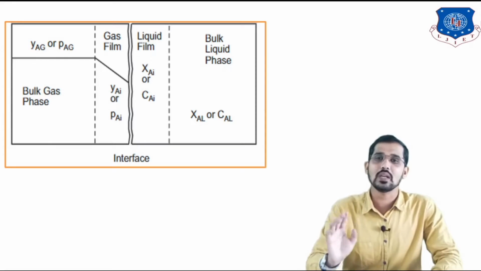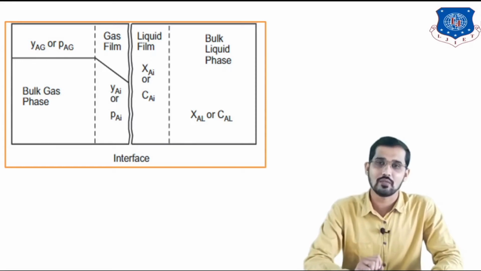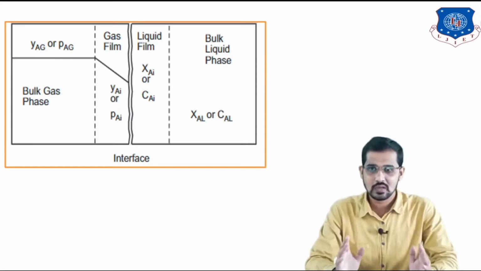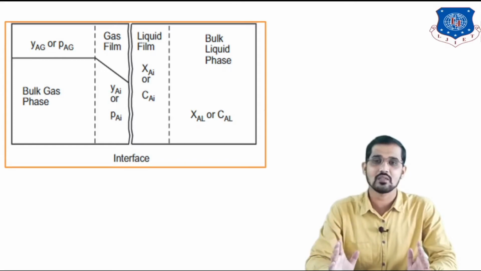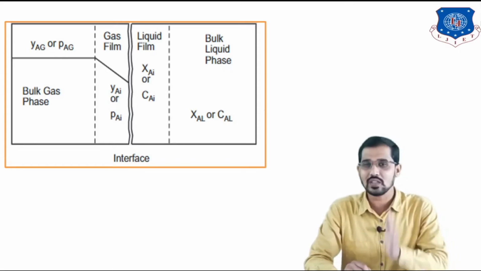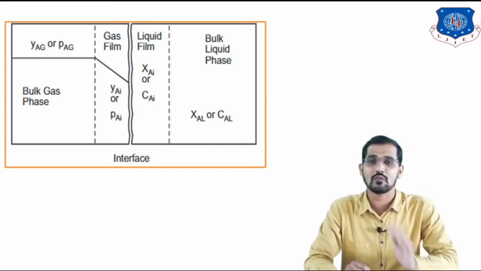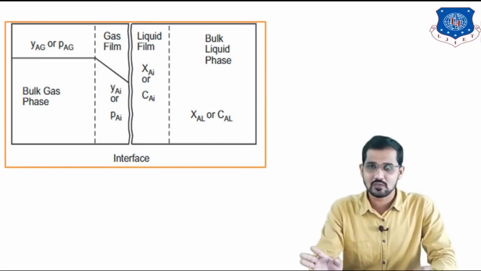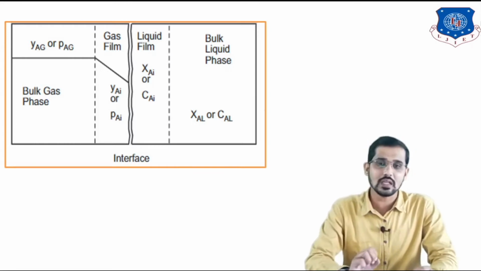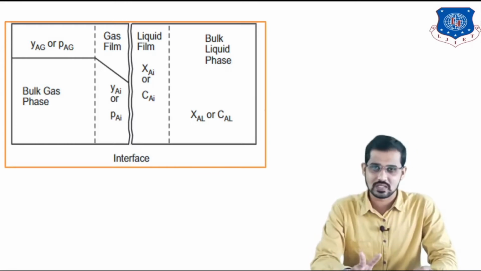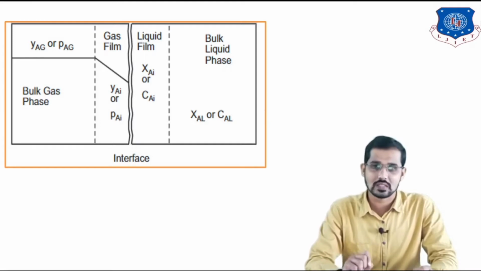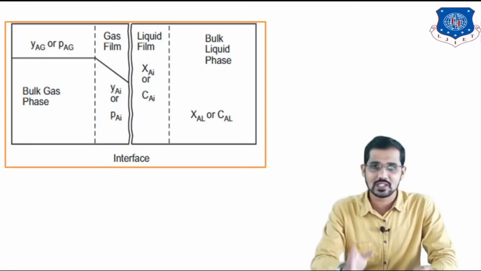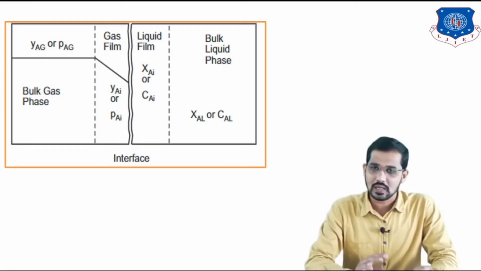What is the meaning of bulk gas phase? What is the meaning of bulk liquid phase? You can see there are two phases. The first one is the gas phase and the second one is the liquid phase. Both these phases are separated by one interface. On the left hand side of the interface there is the gaseous phase, and on the right hand side there is the liquid phase. And there are two films across the interface.